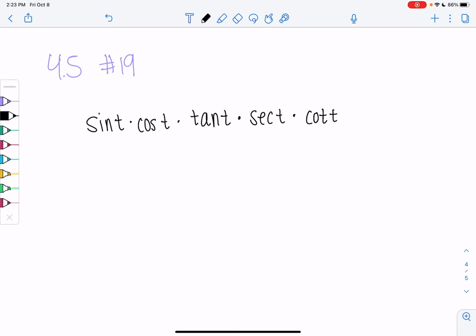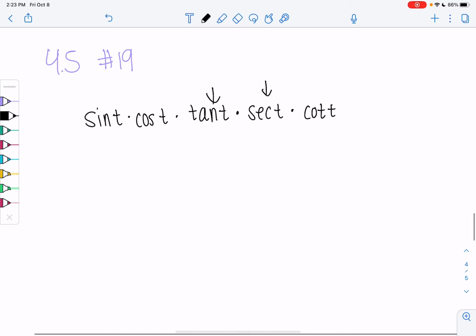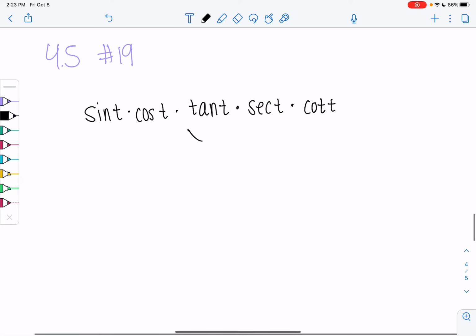All right, here's 19 in section 4.5. And we just want to rewrite this as a single trig function. So at some point, we'll only have one function rather than 5. So with tangent, secant, and cotangent, I like to use those ratio identities. Write everything in terms of sine and cosine, and then maybe things will cancel out.